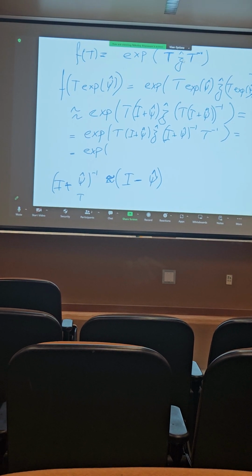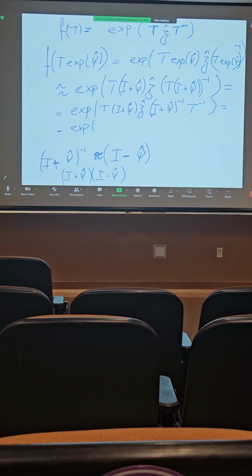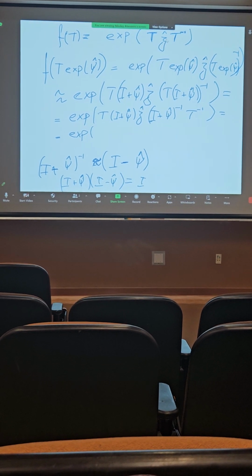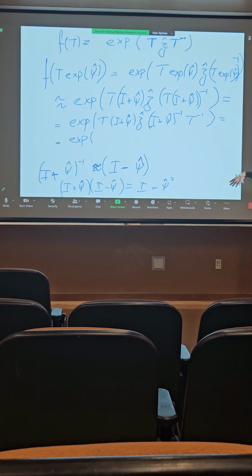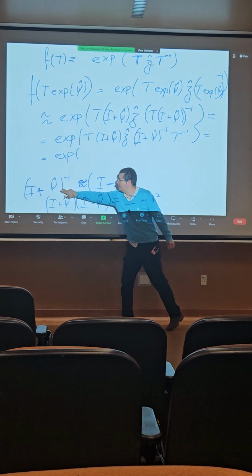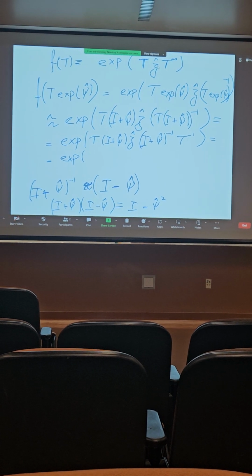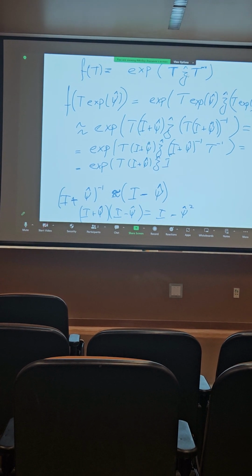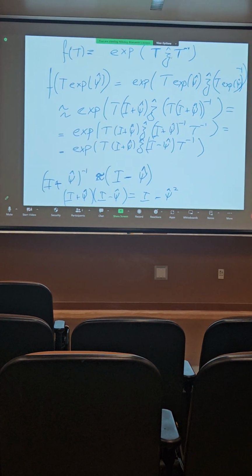Because why is this? If I do this and this, I get what? I get identity minus psi hat squared. And we said square terms, we're going to think of them being very small. So we can say that the inverse of this is approximately this, so I can simplify this as well. So I can do T (I plus psi hat) zeta hat (I minus psi hat), so I had T inverse. Okay.